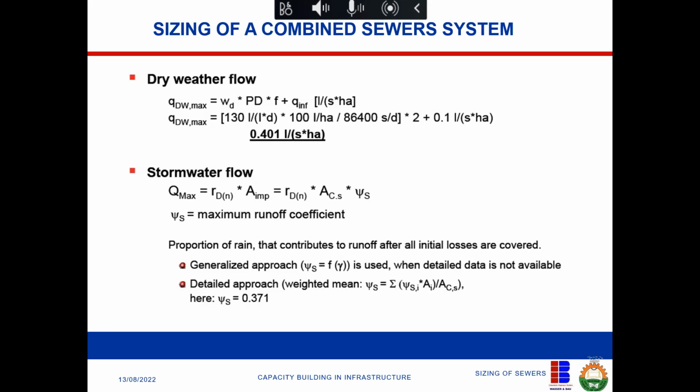Then for the storm, this is just the rainfall intensity, which is a function of duration and frequency, multiplied by the impervious area. Did you get it? Multiplied by the impervious area. So that is that. Then, if you split it further, how do you get the impervious area? The impervious area is your catchment or subcatchment multiplied by the corresponding average peak runoff.